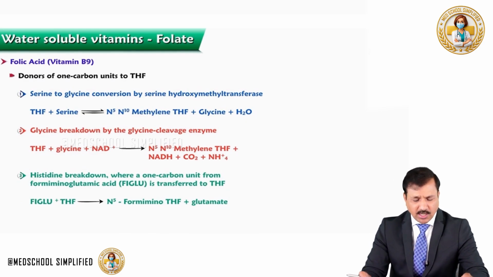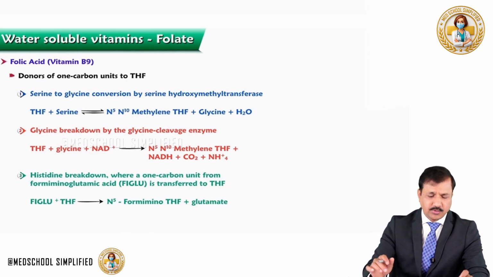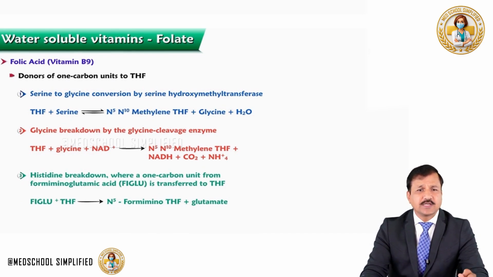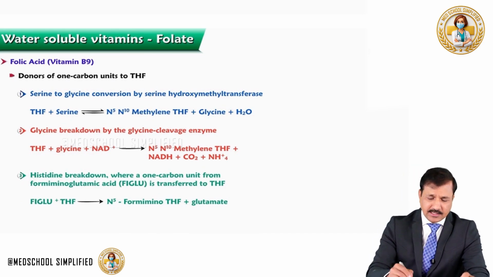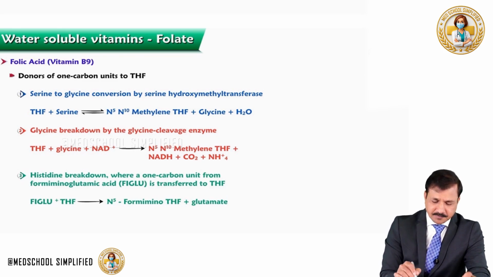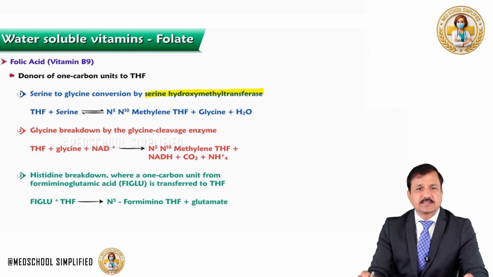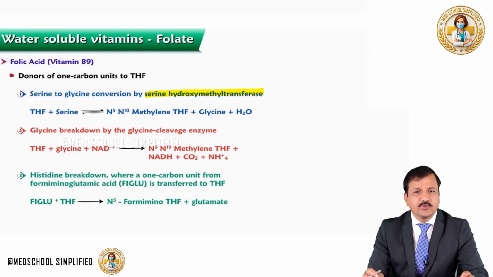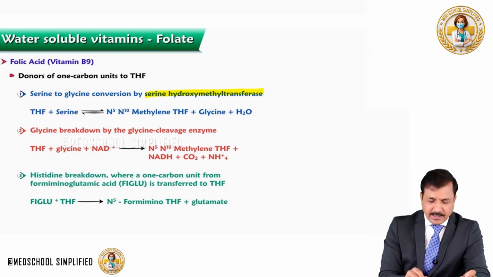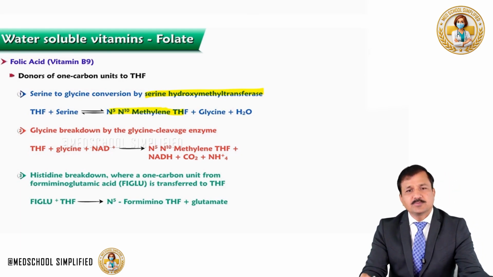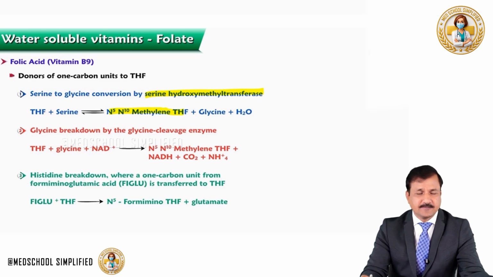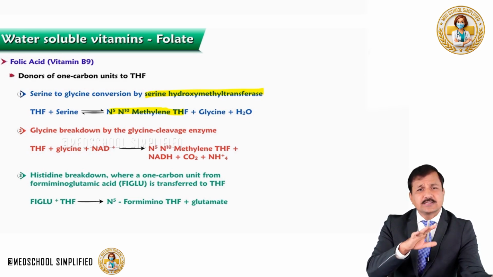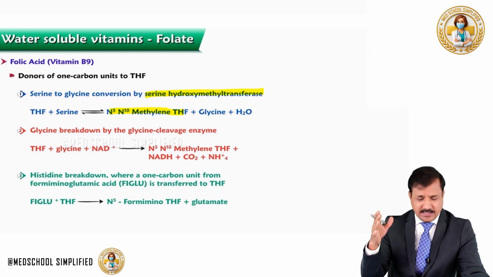Now, donors of 1 carbon units to tetrahydrofolate. The first one is the conversion of serine to glycine, and this will be done by the enzyme serine hydroxymethyl transferase, where tetrahydrofolate is going to receive a 1 carbon unit from serine to make N5,N10 methylene tetrahydrofolate. In this process, there is formation of glycine, and this is how serine is converted into glycine.